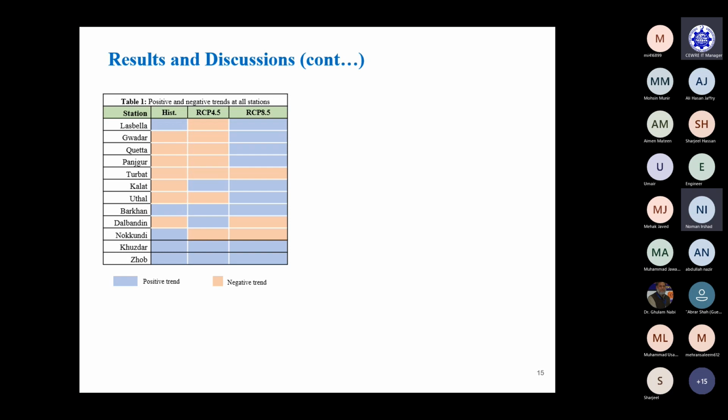Now this is the summary of these graphs. In the blue color there are positive trends, meaning precipitation is increasing, and in the light reddish color the precipitation is decreasing, meaning negative trends. We have one station, Turbat, which has negative trends in both historical and future scenarios, meaning the precipitation is decreasing from the start of the period till the end of the analysis period. And we have the stations Barkhan, Khuzdar, and Zob, in which the trends are positive for all three scenarios: historical, RCP 4.5, and RCP 8.5.